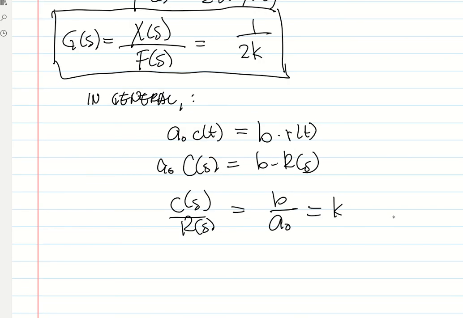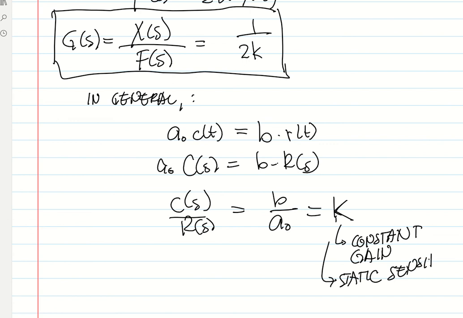And this k, we call this one the constant gain. Or static gain. Or they also call it static sensitivity. Static sensitivity, or static gain. It can also be called static gain.